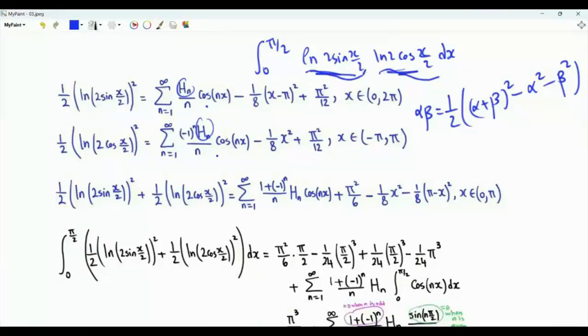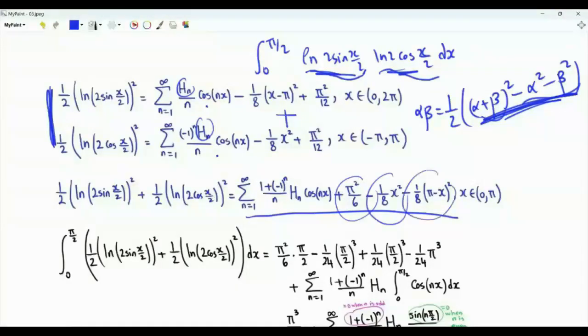We can express this product of the two logarithms as 1/2 of the sum squared minus the sum of squares. Of course, this trick makes sense and is useful if actually the integrals with those terms are manageable. So what if we integrate 1/2 of the sum of the squares? If we sum these two expressions, we get the following terms. We can easily integrate those from 0 to pi over 2. What about the series? Note that when we combine these two sums, we get 1 plus minus 1 to the power n, and this is 0 for every odd n.